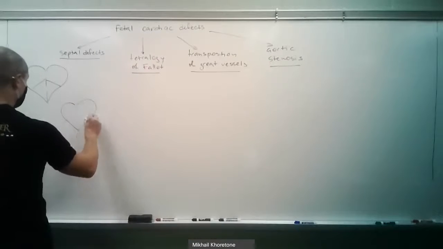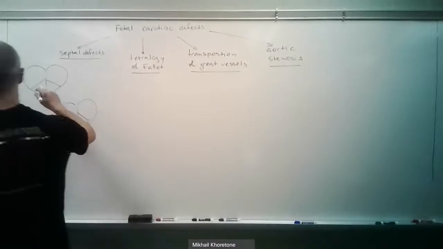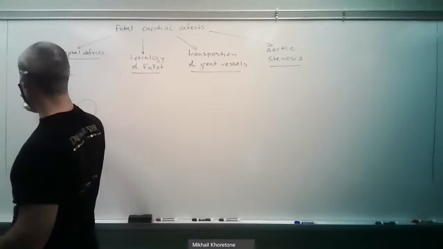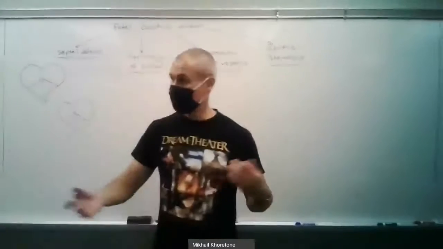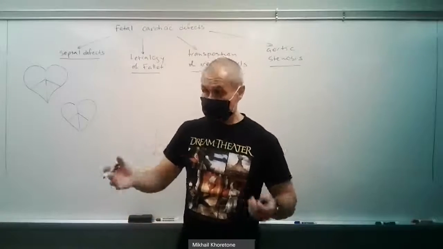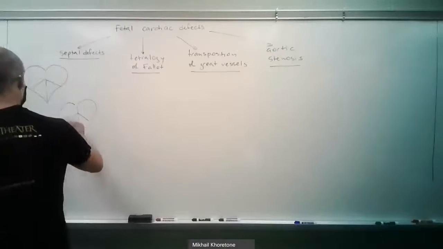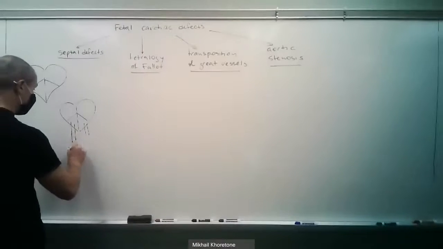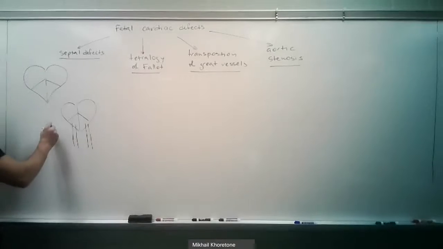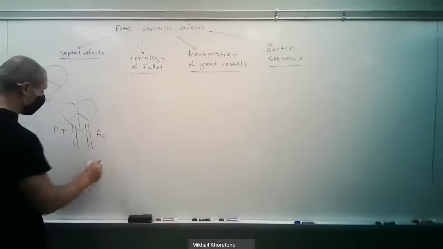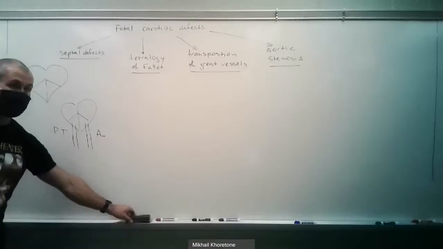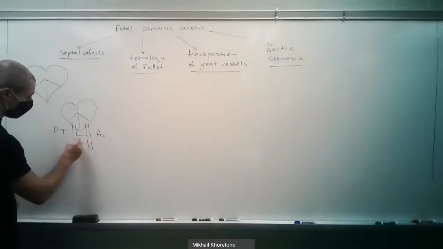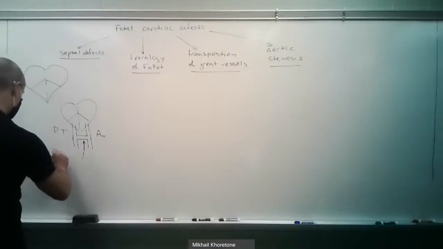So you can have atrial septal defect and ventricular septal defect. Both of them can happen, either together. Another defect that I want to highlight is the patent ductus arteriosus. So in fetuses, pulmonary trunk and aorta are connected to each other.